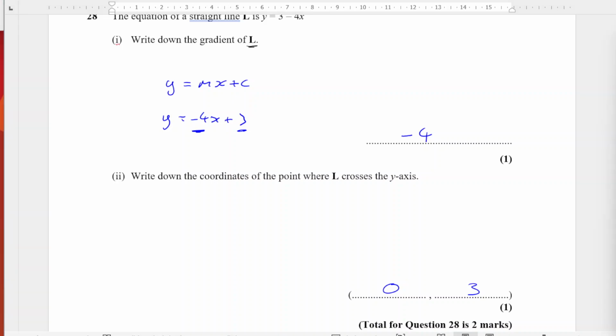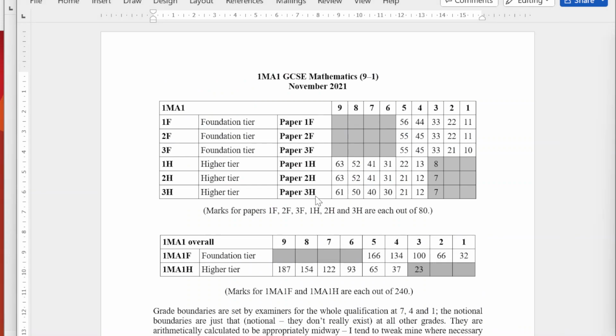Okay, that brings us to the end of the paper. I'm just going to show you two documents on the back of that. One's the skills map and one's the grade boundaries. I will start with the grade boundaries. Okay, so that's the grade boundaries for that paper.